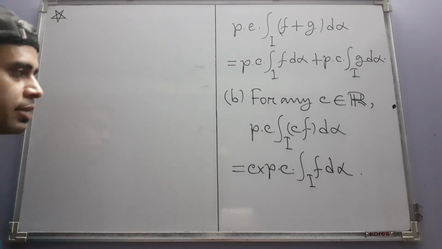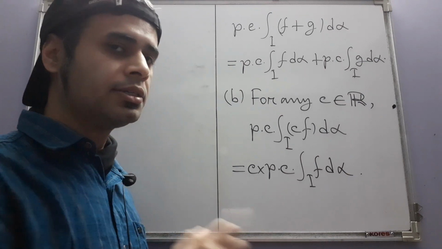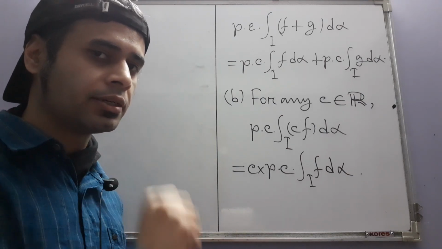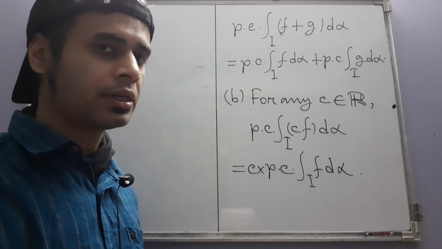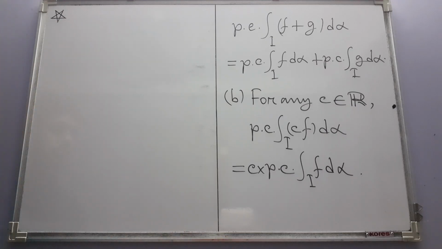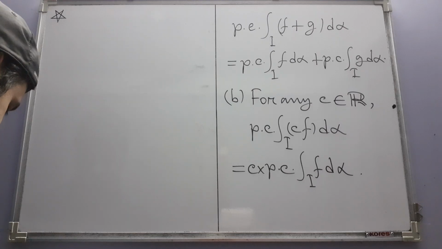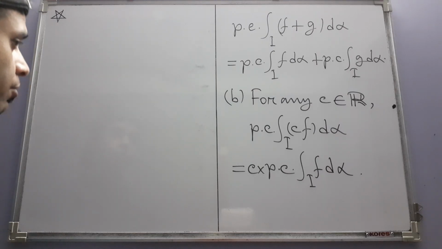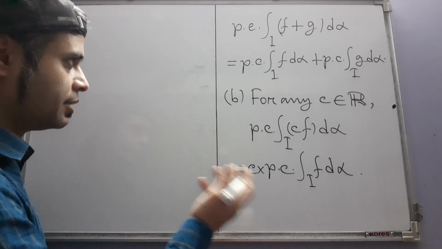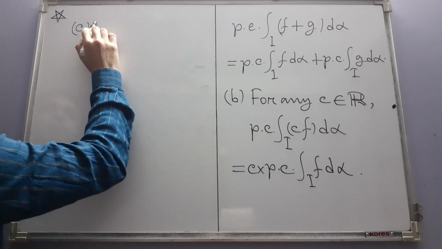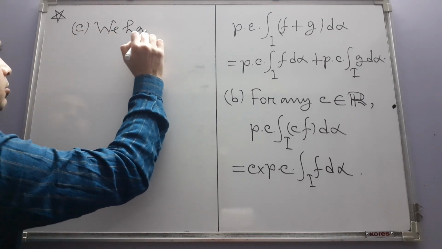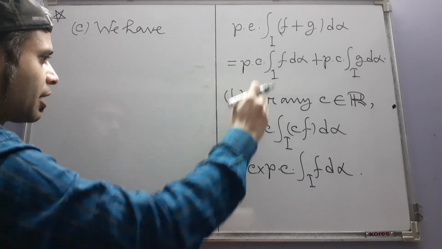Because we have PC functions now, so integrability is not an issue. Just like ordinary Riemann integral, PC functions are always Riemann integrable, but general bounded functions may not be. We have already seen one example. Then what is part C? In part C we have the difference of f and g, which is a consequence of parts A and B.